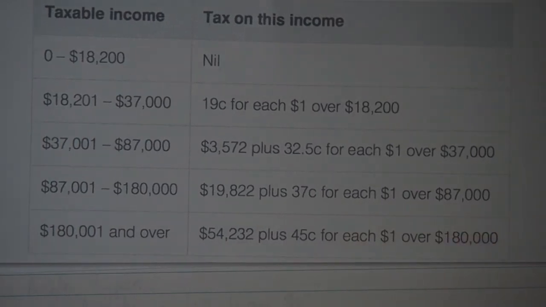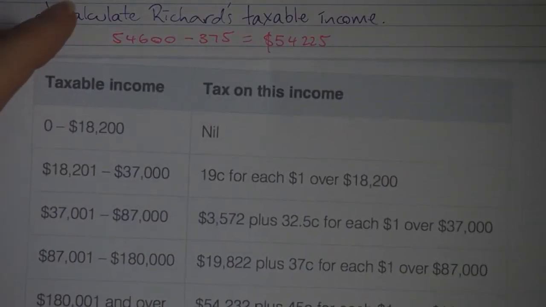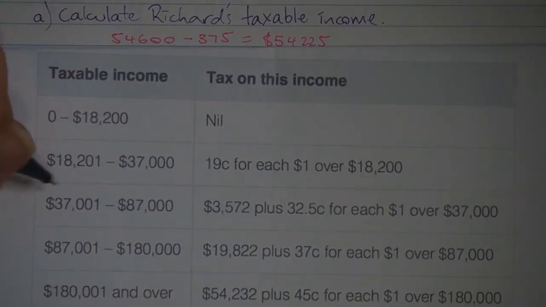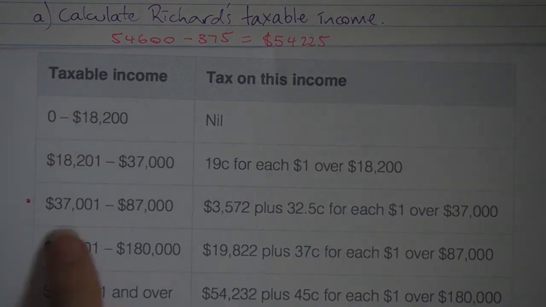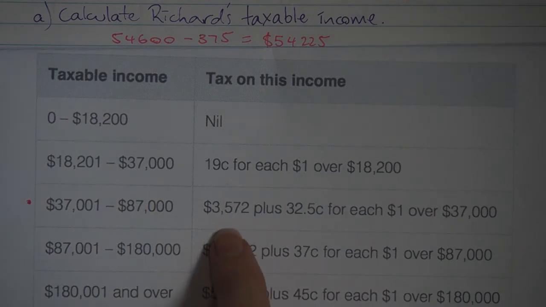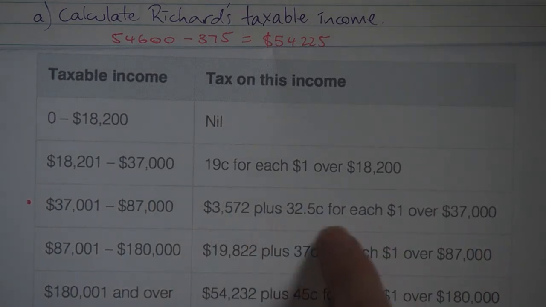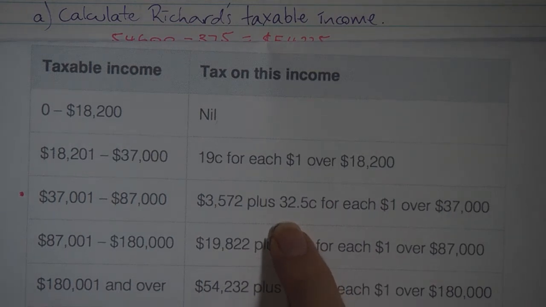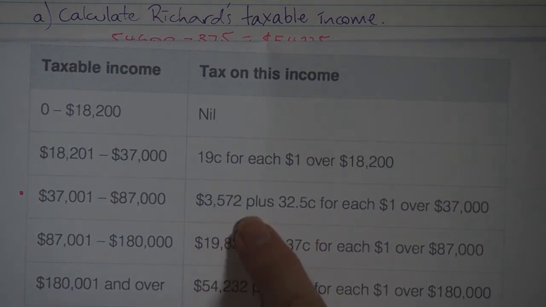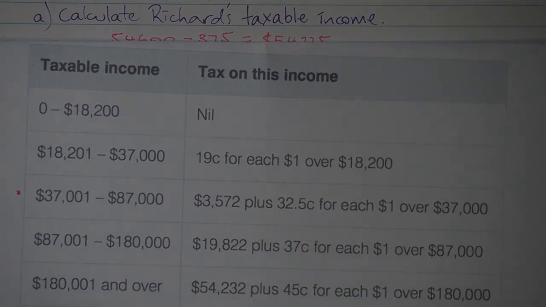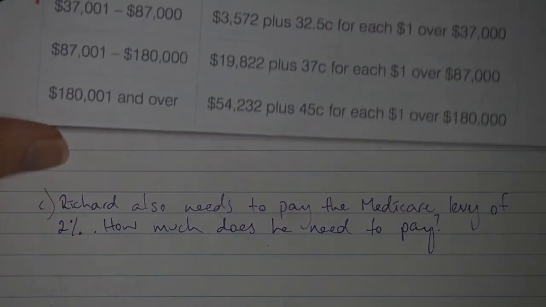Richard's taxable income is $54,225. So that means he fits into this tax bracket here. He's between $37,001 and $87,000. This row tells us how much tax he must pay, and we need to calculate that. We're told he pays $3,572 plus 32.5 cents for every dollar over $37,000. And that's what we need to calculate now.